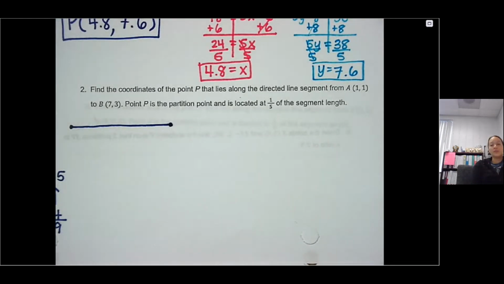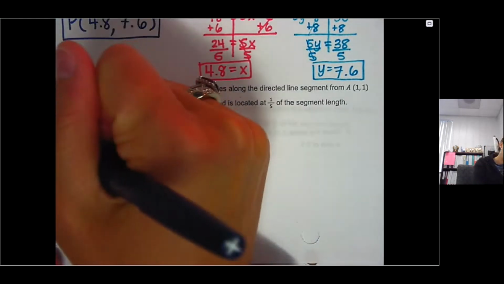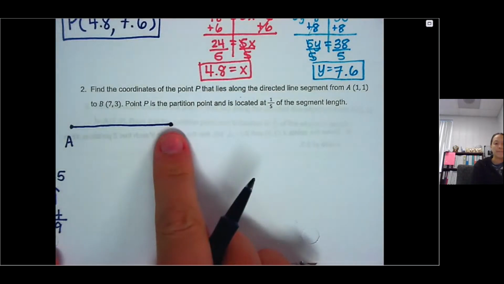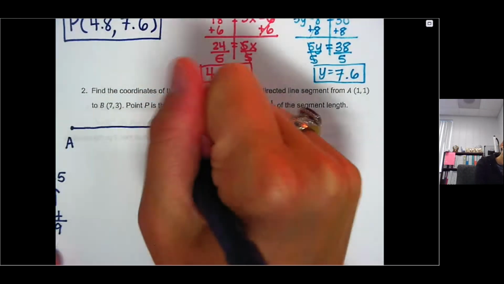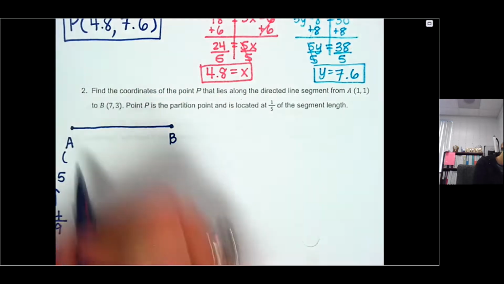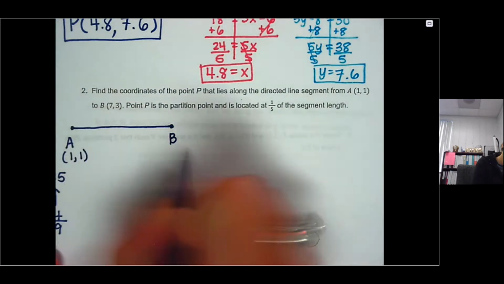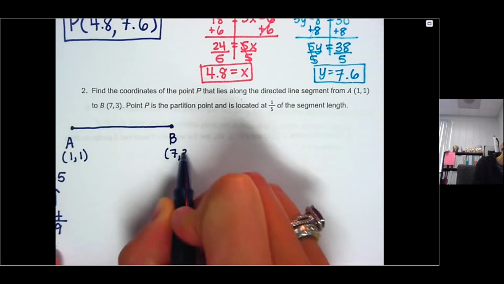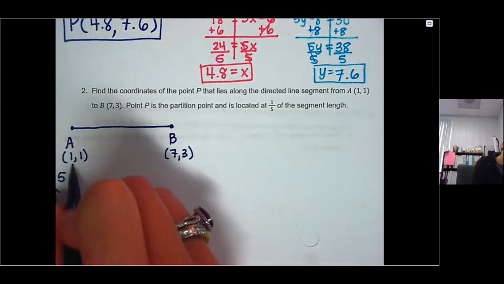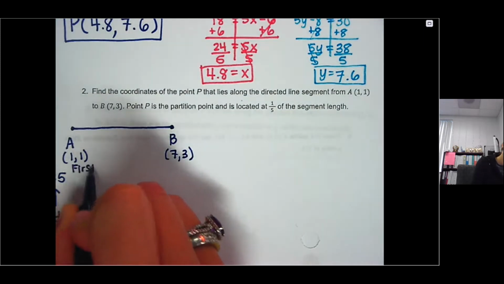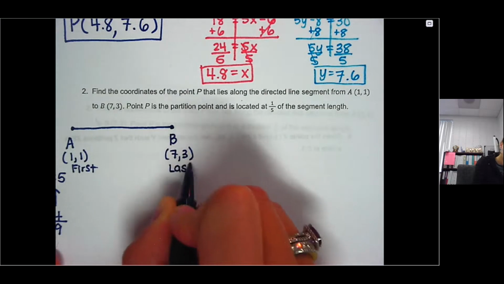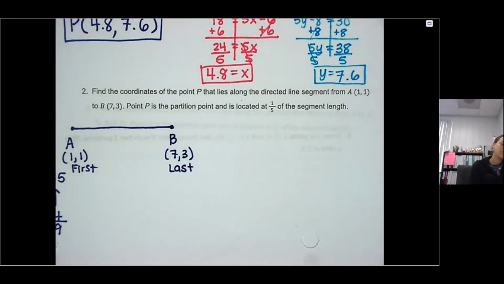Okay, what is your starting point? Which point goes on the left? Okay, what's my ending point? What goes all the way on the right? B. So A is 1, 1, and B is 7, 3. So this is my first point, and this is my last point. Okay, so that was step 1.